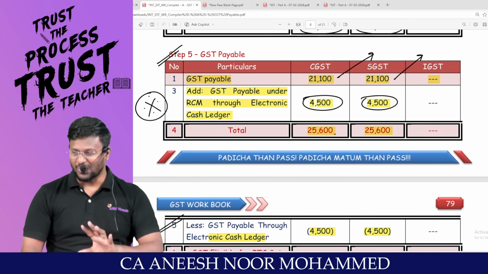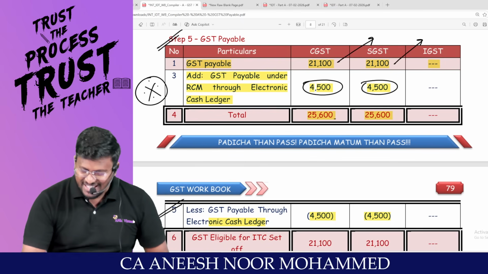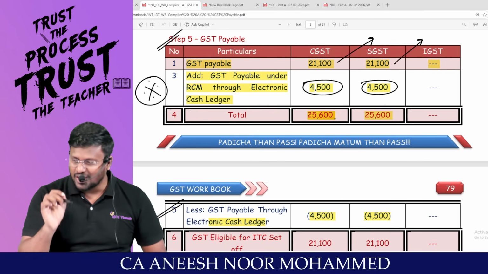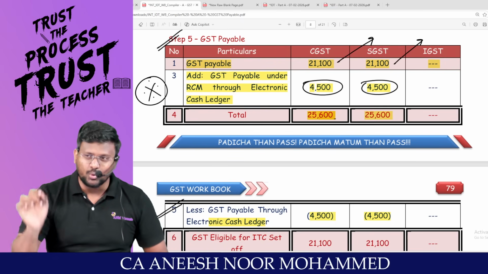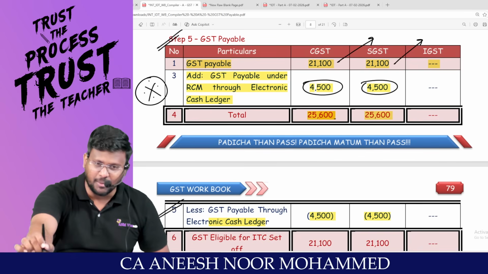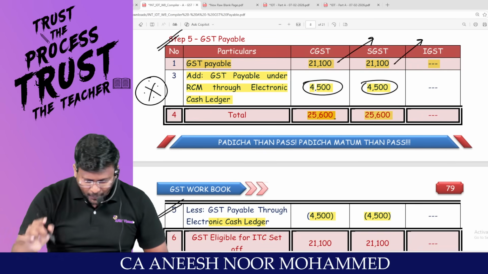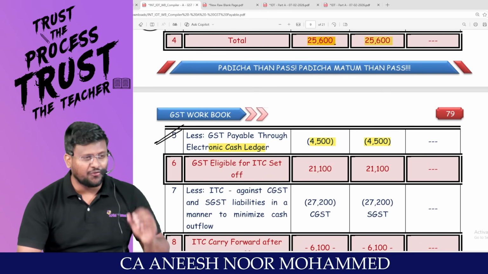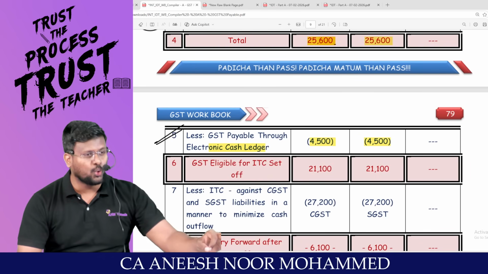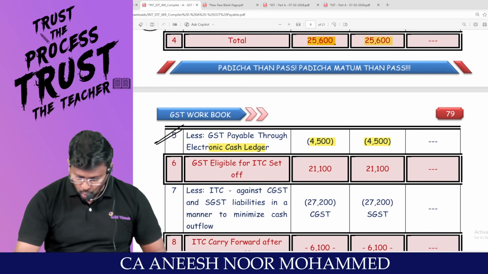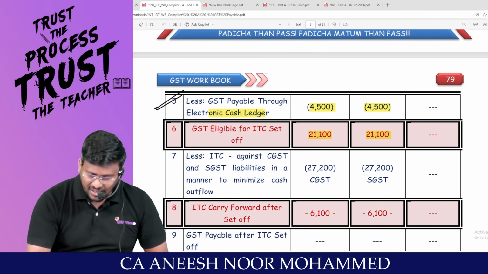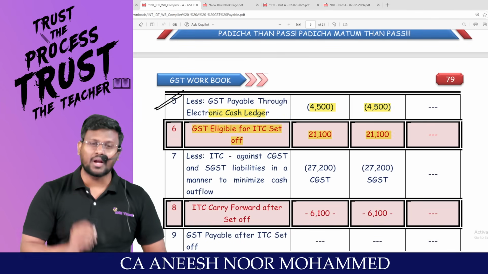Nothing less, nothing more. Because, my dear lovable students, the purpose of showing this 25,600 is that this is the total amount payable to the GST department. This will be debited in the electronic liability ledger. Out of 25,600, 4,500 cannot be paid through the electronic credit ledger. So, 21,100 can only be eligible for ITC set off.